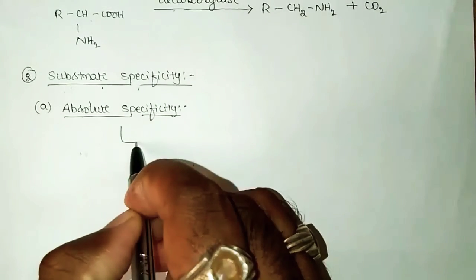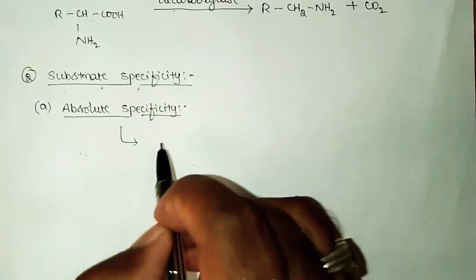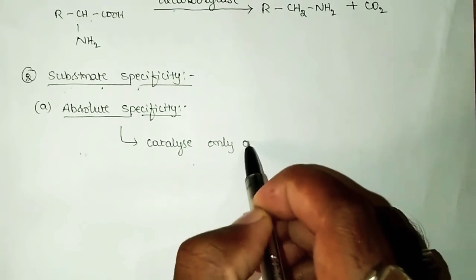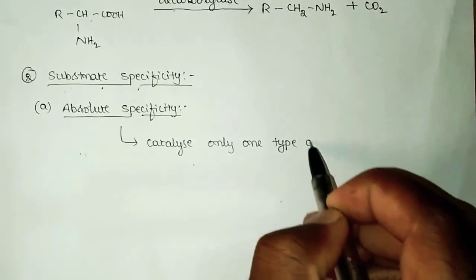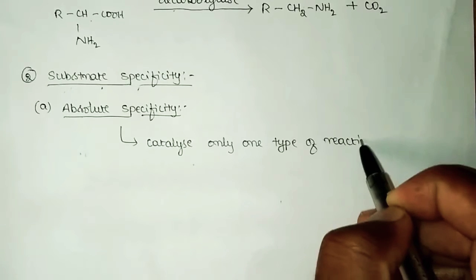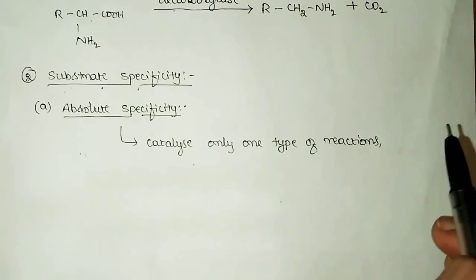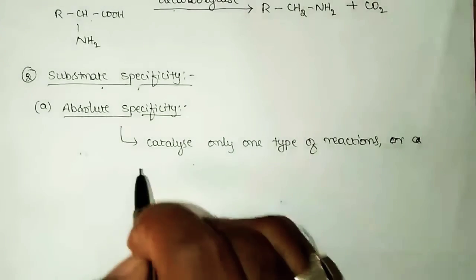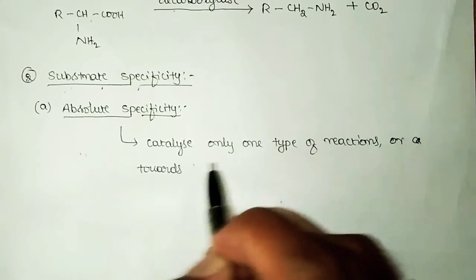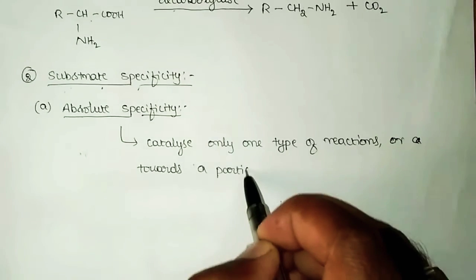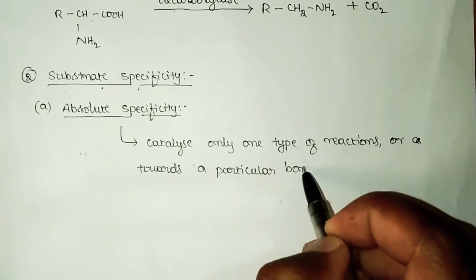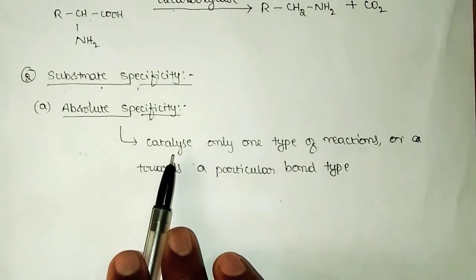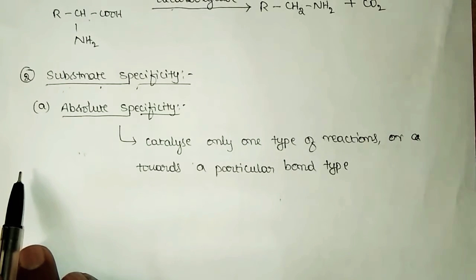As the name itself tells you, in absolute specificity some enzymes will catalyze only one type of reaction, or they are specific towards only one particular type of bond, a particular bond type. Such specificity exhibited by enzymes is called absolute specificity.